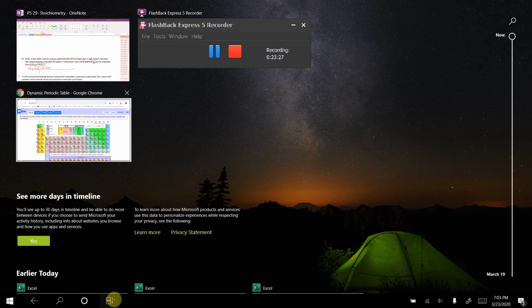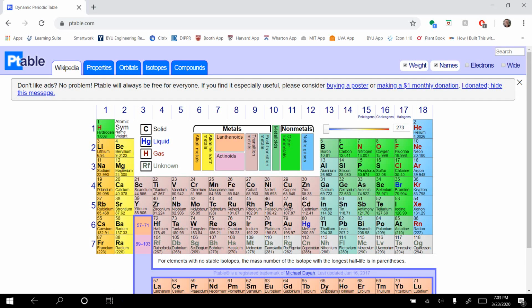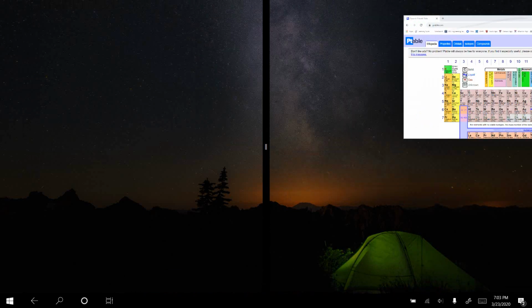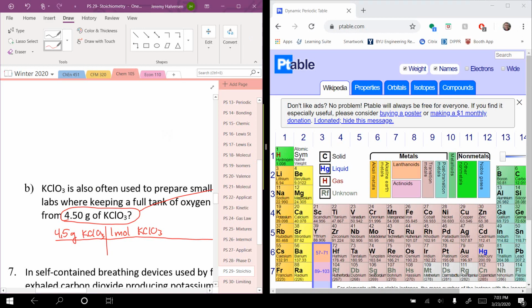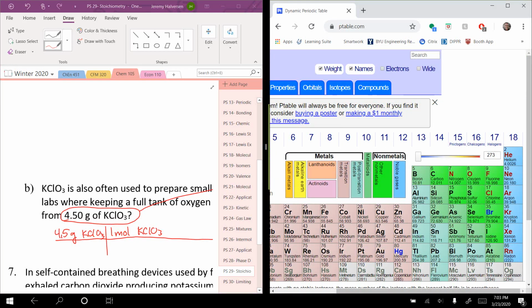So if I pull up the periodic table, all right, I've got to find the molar mass of KClO3. So I'm going to take potassium, 39.98, plus chlorine, plus 3 oxygens, and I get a molar mass of 122.5 grams.